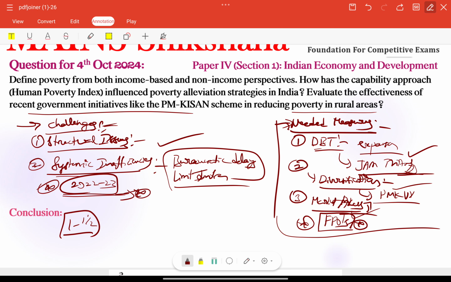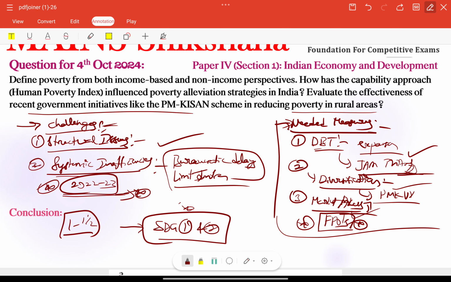Here in the future, the focus must be on a comprehensive and multidimensional strategy that not only provides immediate income support but also empowers individuals through education, healthcare and economic opportunity. Otherwise, we can connect our SDGs 1 and 2, that is no poverty and no hunger, right?